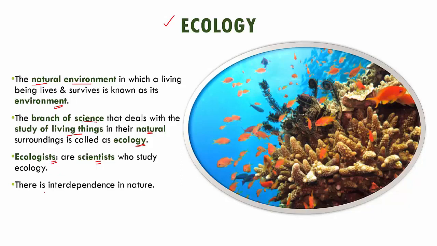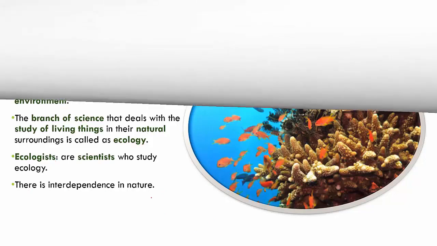Now we all know that there is interdependence in nature. Living things depend on non-living things and they depend on other living things. Suppose you take a plant, for example. It depends on animals as well as other non-living things. This we call interdependence. And we've already studied more about interdependence in another chapter.